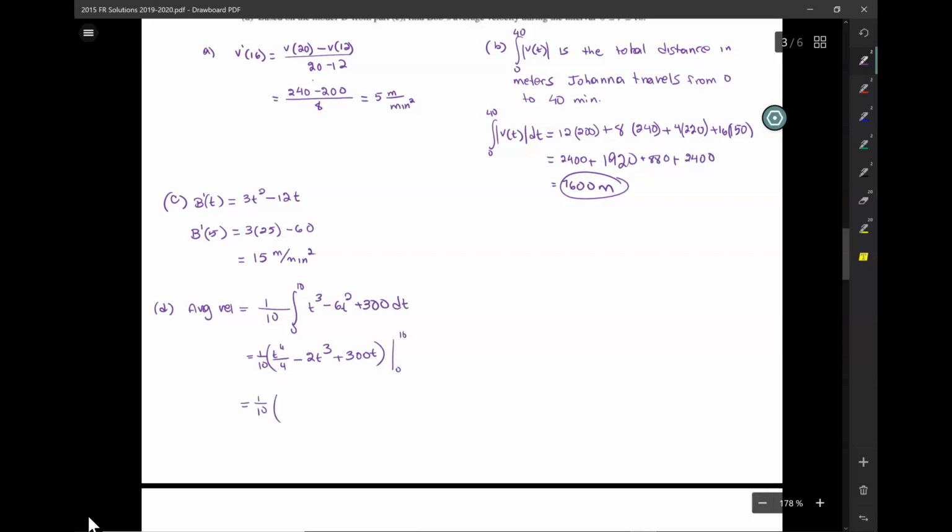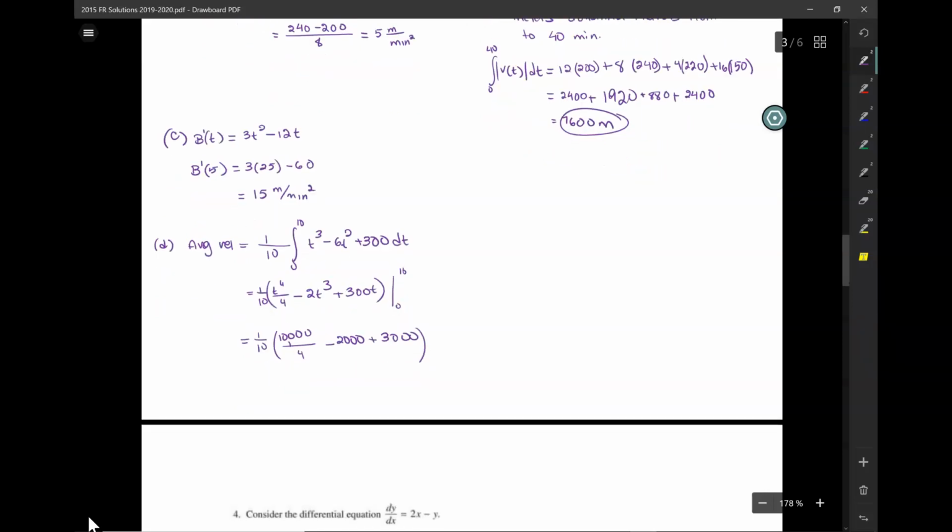So that's 1 over 10, 10,000 over 4, minus 2,000 plus 3,000, right? So what's 10,000 over 4? 2,500. 2,500 divided by 10, that's 250, minus 200 plus 300. 350. What are the units?